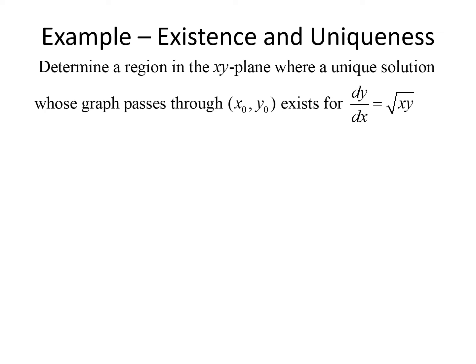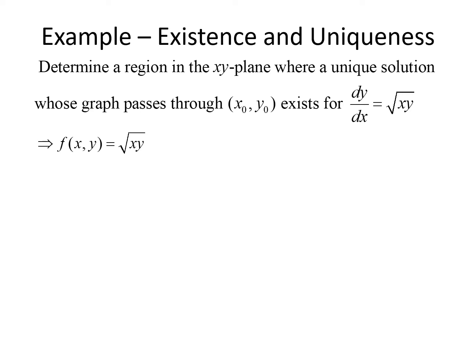So let's look at an example where we examine the existence and uniqueness of an initial value problem. We want to determine a region in the xy plane where a unique solution whose graph passes through x naught, y naught would exist for the differential equation dy dx equals the square root of x times y.